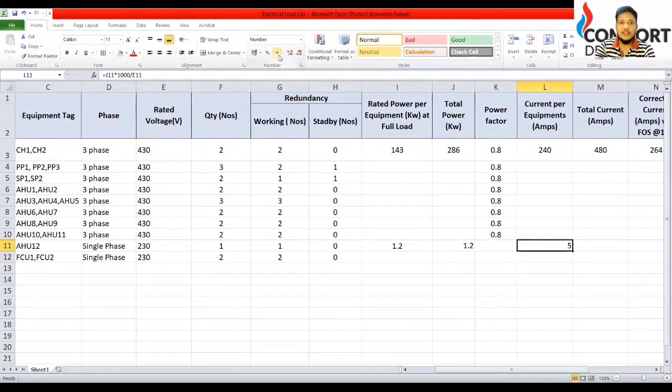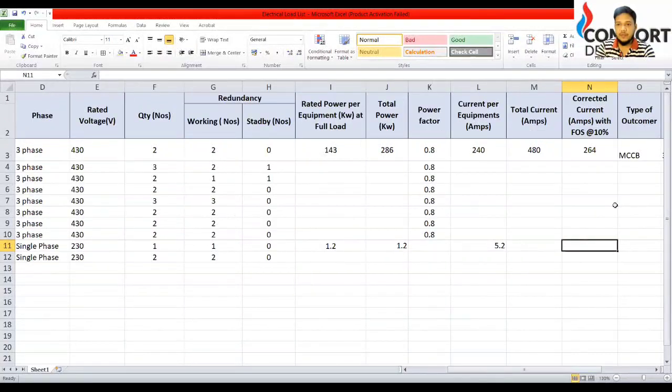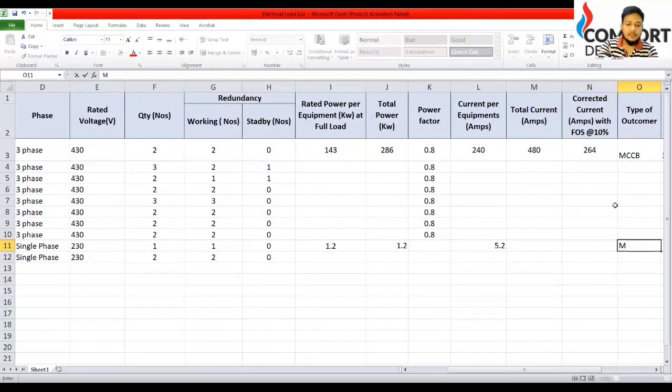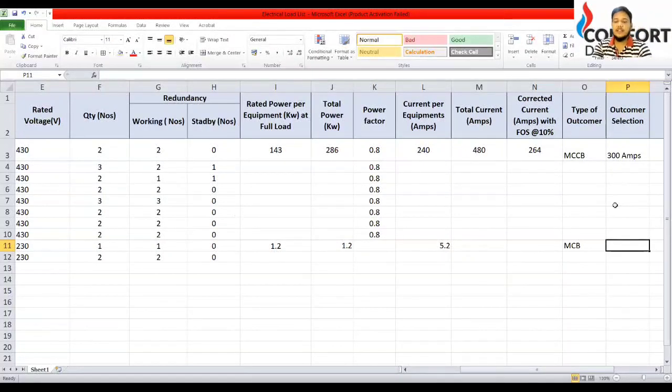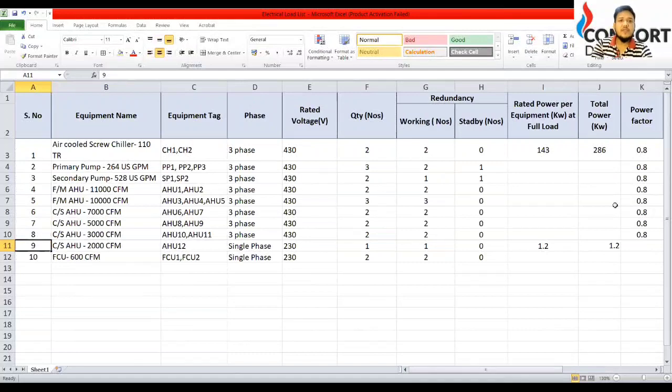For that we can have a single MCCB. So for the outcomer it will be an MCB, or we can have a 6 ampere MCB for this particular equipment. In this way we can do it. I believe this is clear to everyone, that for all the major equipment we will be doing it in the same way. We will just drag it to get the value there.